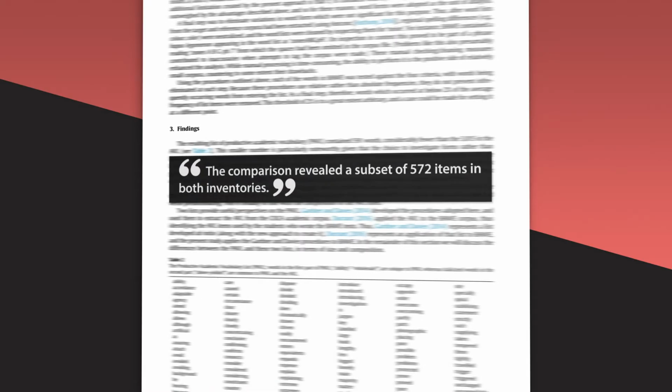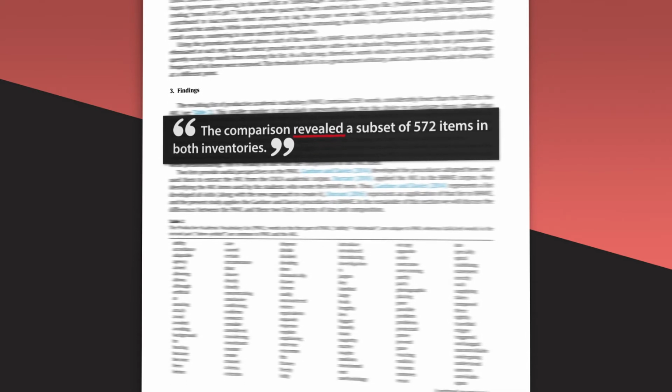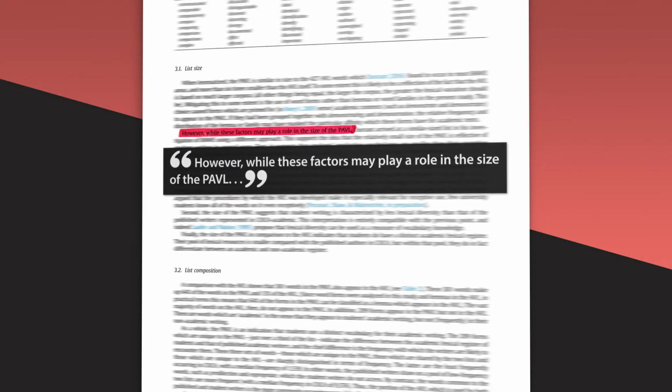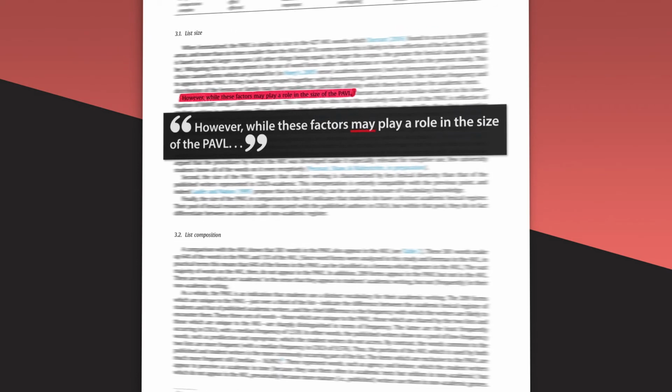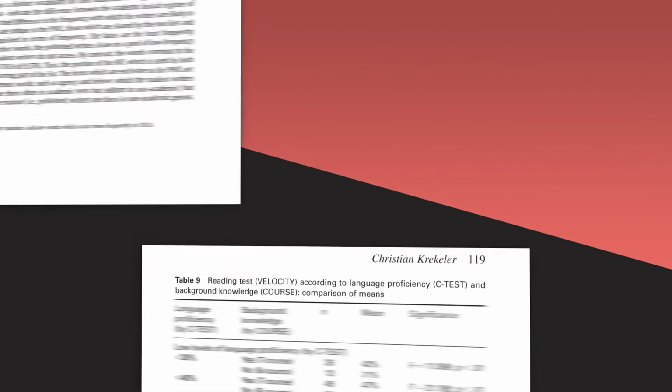Words and phrases relating to discovery or learning or understanding are often used, as in the following. The comparison revealed a subset of 572 items in both inventories. Hedging is also common. Hedging means limiting how strongly or confidently you express yourself. However, while these factors may play a role in the size of the PAVL, the word may keeps the reader from taking away the wrong impression that this is certain.